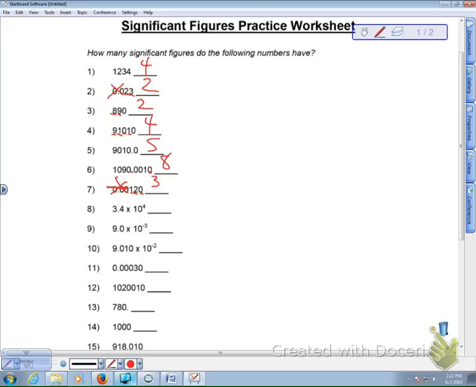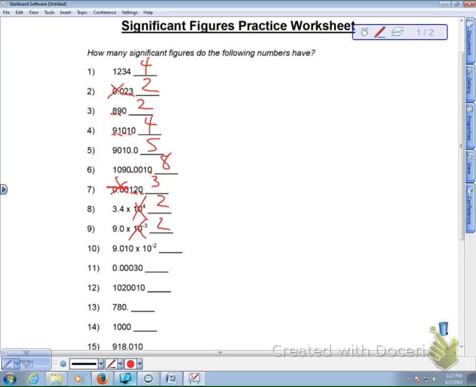Number 8, we have a number in scientific notation. So any number to the left of the multiplication sign should be significant. They're both numbers in this case, so there's only 2. We don't care about the placeholders. Same thing in number 9. We don't care. There are still 2 sig figs.